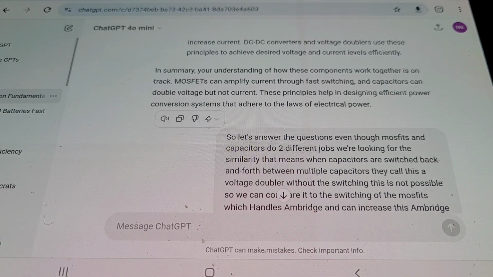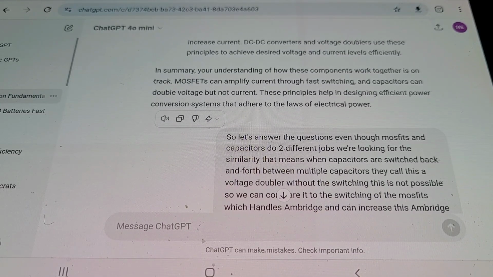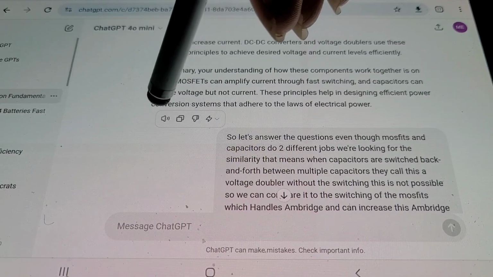We are using 4.0 because I pay for the service, and we want to go over that power equation so you understand the circuit which we made doesn't break the laws of physics or that equation. Okay, so let's get into that.